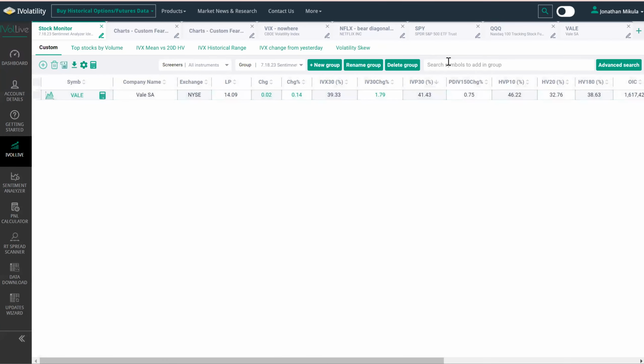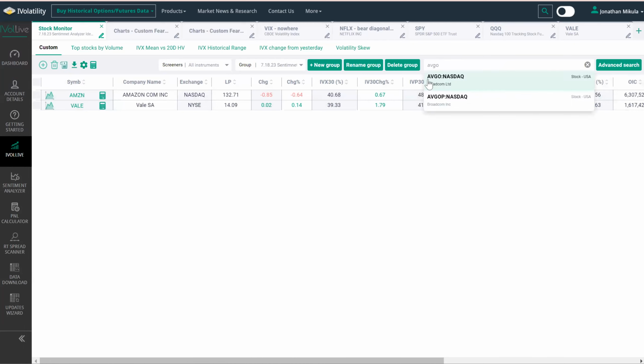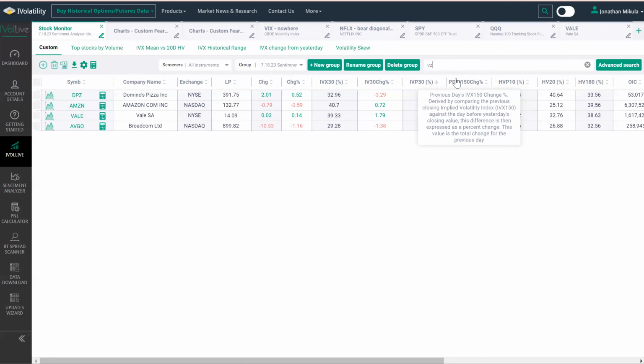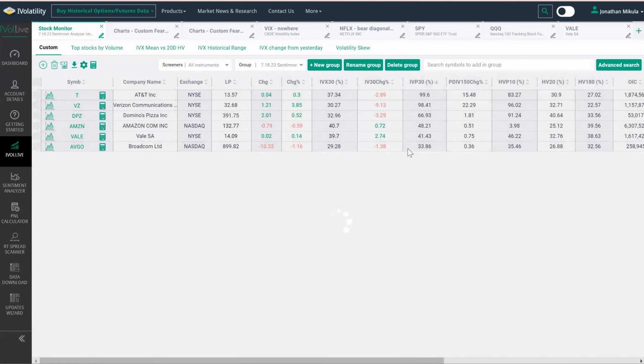So all I have to do is click in, type in the ticker. Amazon was interesting from that editorial piece we're looking at. AVGO, Broadcom hit an all-time high. Domino's is interesting. And then we had Verizon and AT&T. Right. So those were some interesting ideas that just popped up. So we spent about 10 minutes and we already have 6 names that we're interested in potentially diving deeper on.